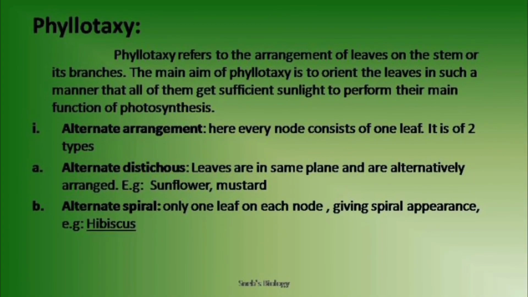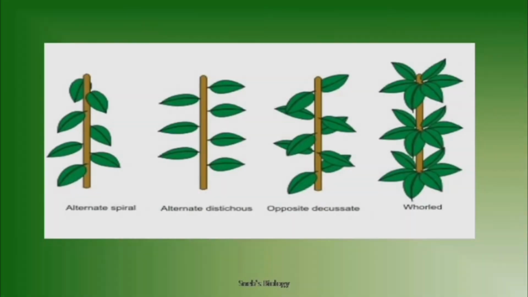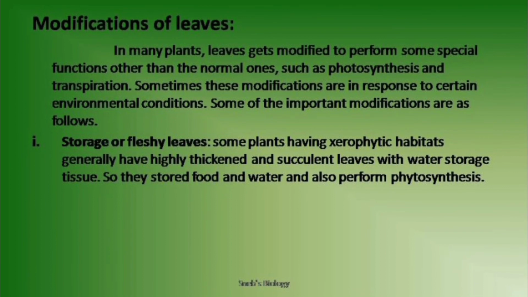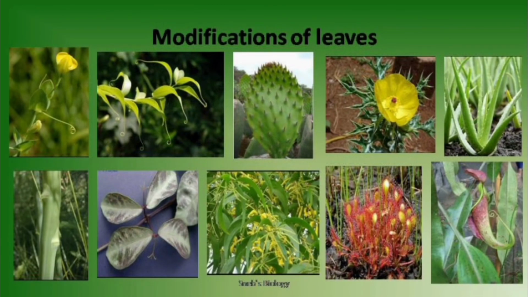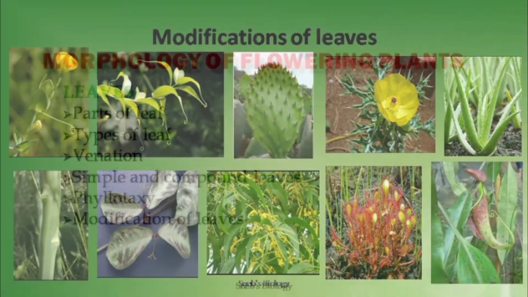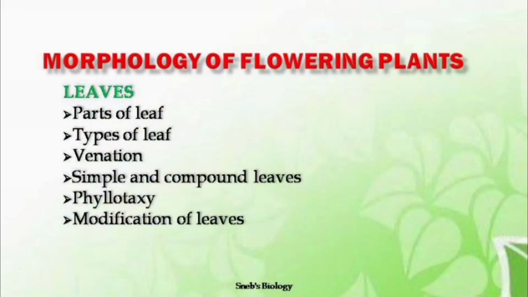Next we have studied phyllotaxy, that is the arrangement of leaves on the stem or on its branches. It may be alternate, opposite or whorled arrangement, so that each and every leaf gets sufficient sunlight for photosynthesis. Next, the leaf or parts of the leaves get modified into various forms to perform some additional functions other than its normal functions, that is photosynthesis, transpiration and gaseous exchange. So these are the important points about leaves.